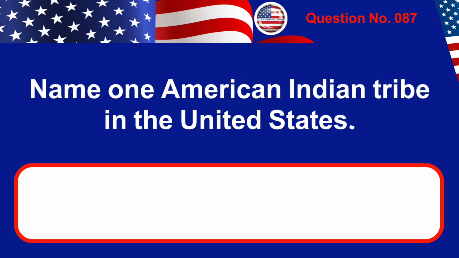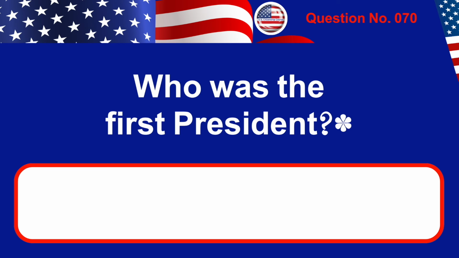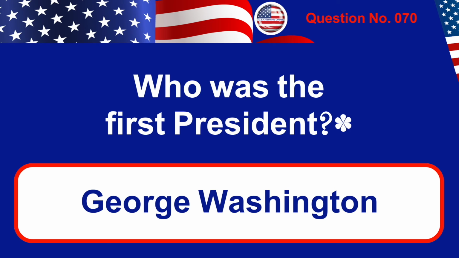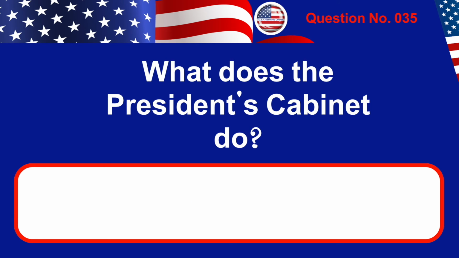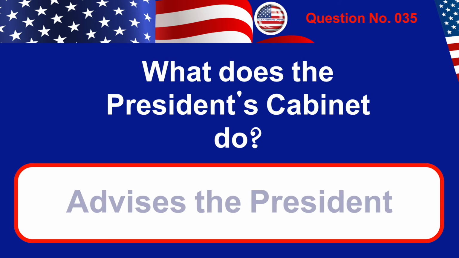Name one American Indian tribe in the United States. Cherokee. Who was the first president? George Washington. What does the President's cabinet do? Advises the President.